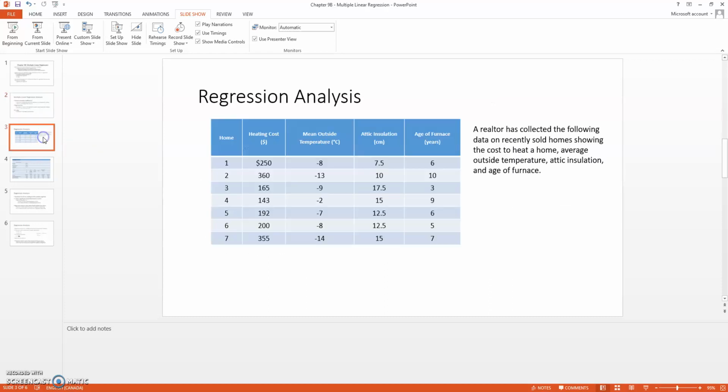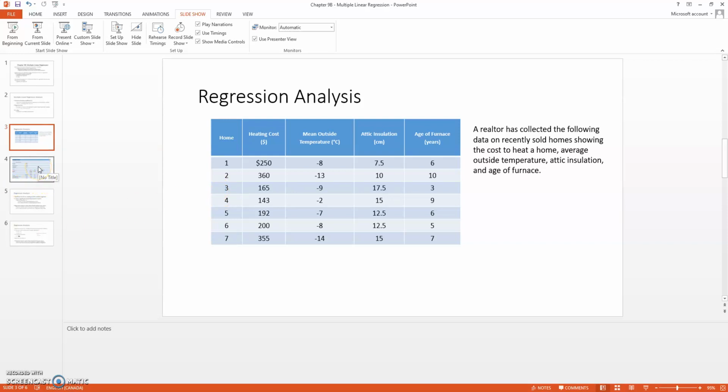So the example that we will look at is this one. It says that a realtor has collected the following data on 7 homes, showing the cost to heat a home, average outside temperature, attic insulation, and the age of furnace, in an attempt to develop a model with which they could predict a home's heating cost. Is it a function of the outside temperature, attic insulation, age of furnace? There are probably other variables that they could include, but is the use of these 3 independent variables a sufficient model that we could actually use to predict heating costs?